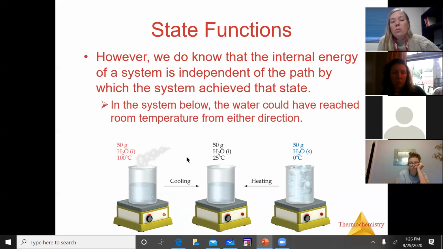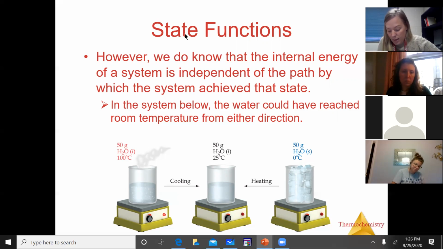But one thing that we do know about the internal energy of this system here is that it is independent of the path at which you achieved that state. So that is what a state function is. A state function depends on the state of the system at the current moment. It doesn't depend on the path it took to reach this place.